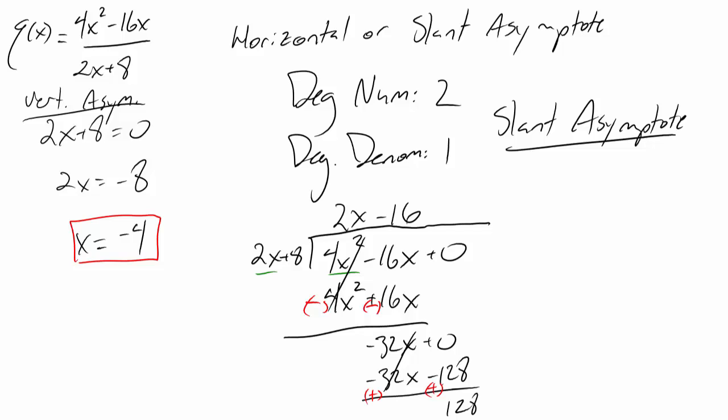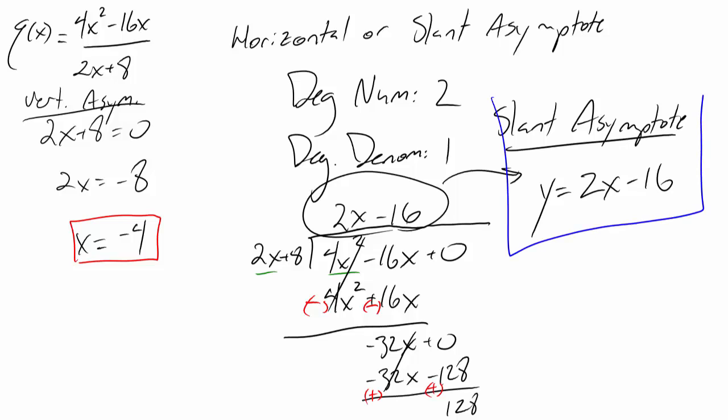Now, this would ordinarily go in the position of our remainder, but, and this is the kind of good news for dealing with slant asymptotes, we do not need the remainder for anything. We're going to ignore the remainder and just rewrite our slant asymptote. Again, this needs to be an equation, so we have the y equals, then we're going to take our 2x minus 16, put it into place, and so that is our equation for our slant asymptote.